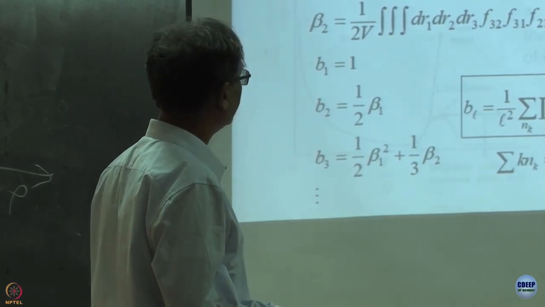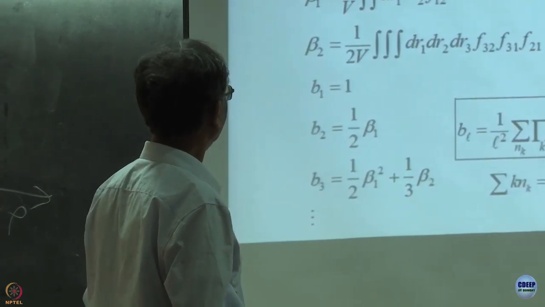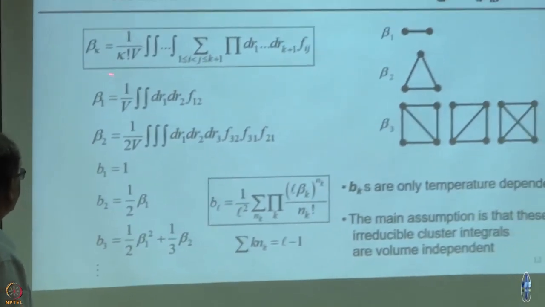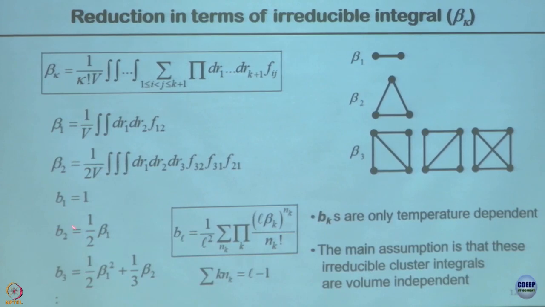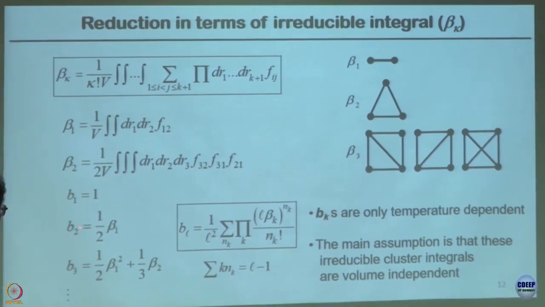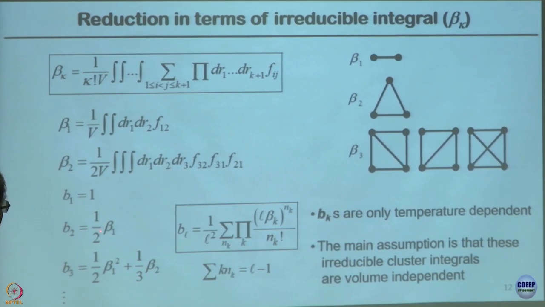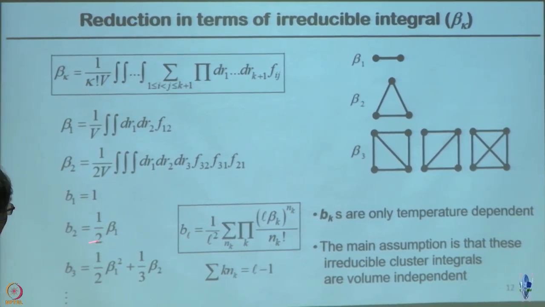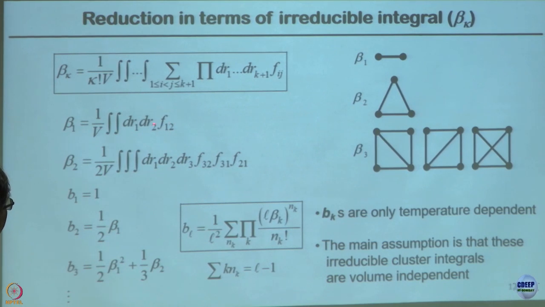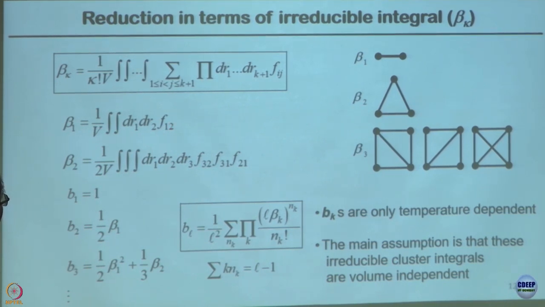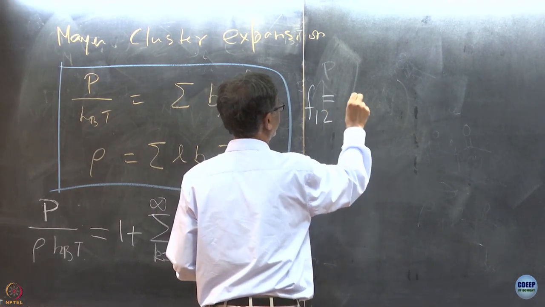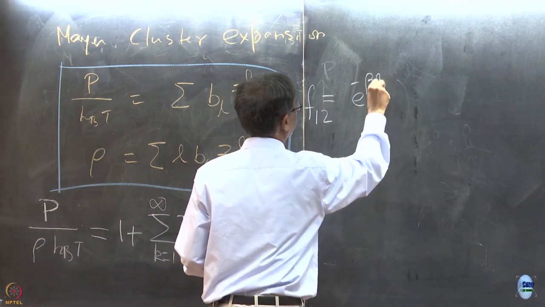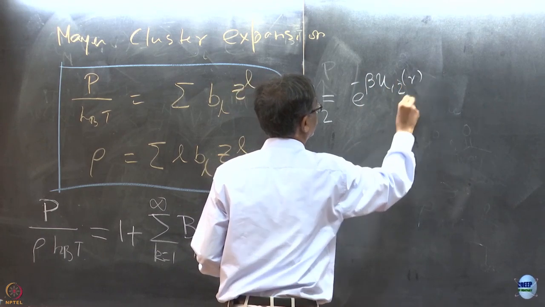So now, let me go back and forth a little bit. These are the integrals. The same as with a factor of 2, same as the second irreducible cluster integral, there is the first irreducible cluster integral. There is this difference of 1 between them, but this is the integral you have to remember. So it is f12, and remember f12 is the Mayer function. So f12 is this quantity e to the power minus beta u12 r minus 1.